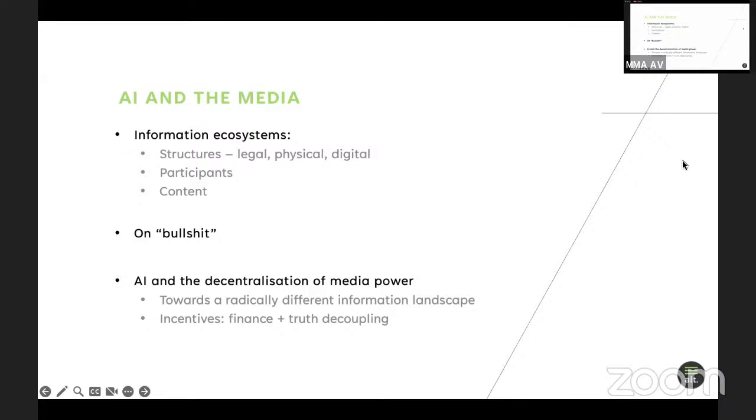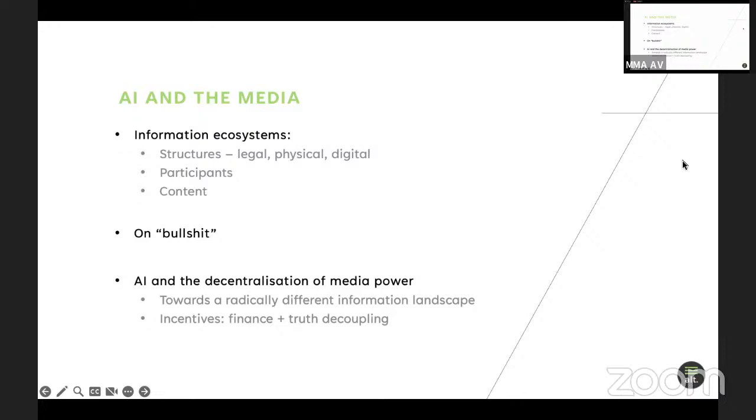The physical structures, as in newspaper, cable, TV, the infrastructure through which information flows. And then the digital structures, which is also physical in a sense, but as in the platforms themselves, right? So Twitter, Facebook, Google, websites, the whole online place. That's the first thing. Secondly, you have the participants, by which I just mean everybody that is sharing, consuming, or producing information. And then thirdly, you have the information itself.